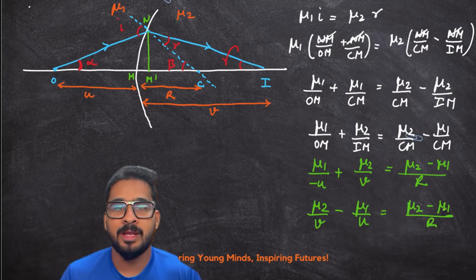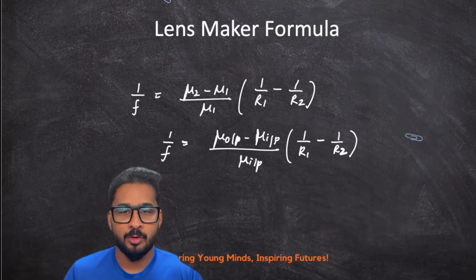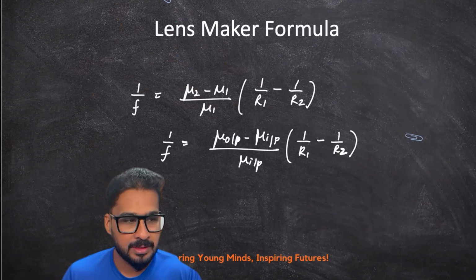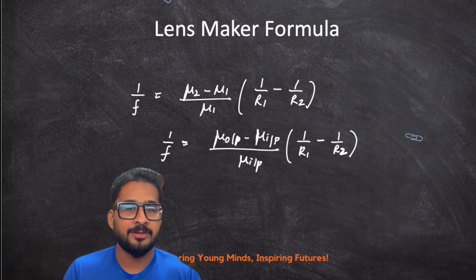Now let's proceed to derive the Lensmaker formula. The Lensmaker formula is given as 1 by f is equal to mu2 minus mu1 by mu1 into (1 by R1 minus 1 by R2). 1 by f is equal to mu output minus mu input divided by mu input into (1 by R1 minus 1 by R2). This is the way that I tell my students to remember, to avoid any confusion with the refractive indices.